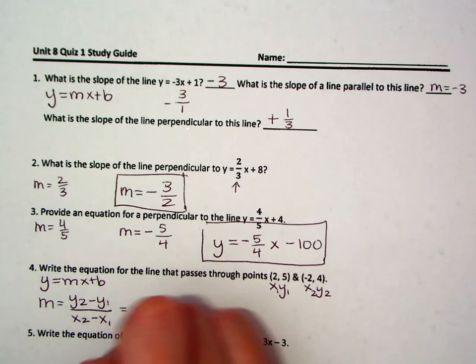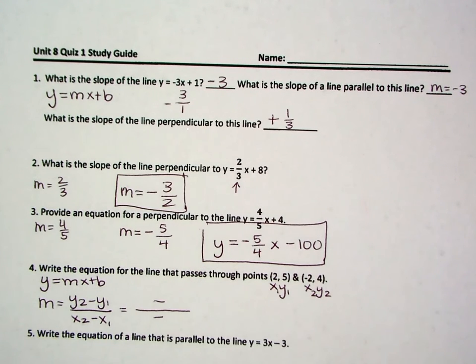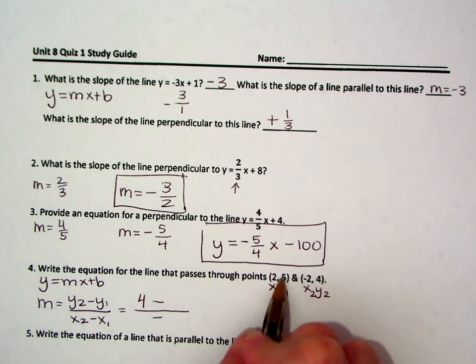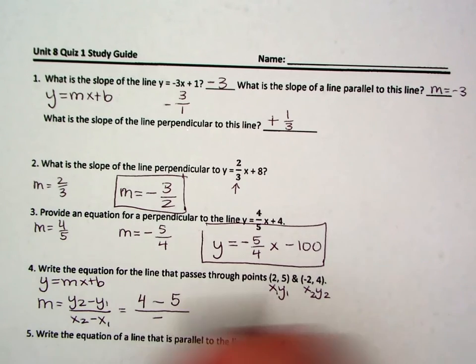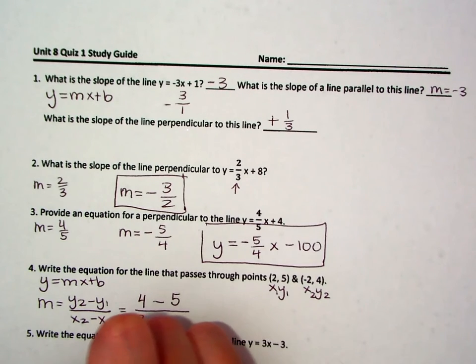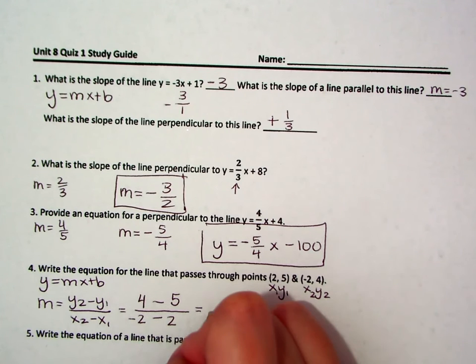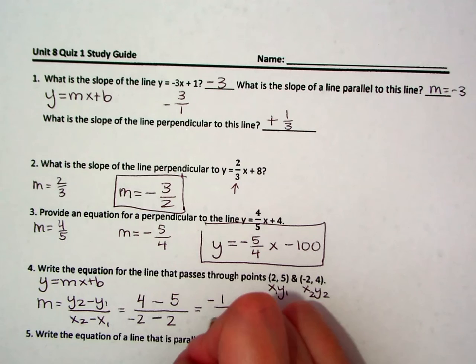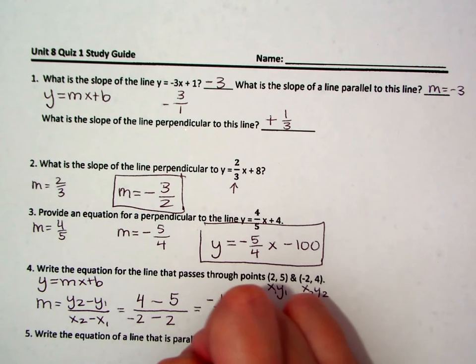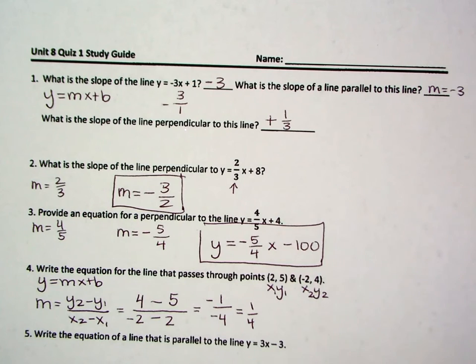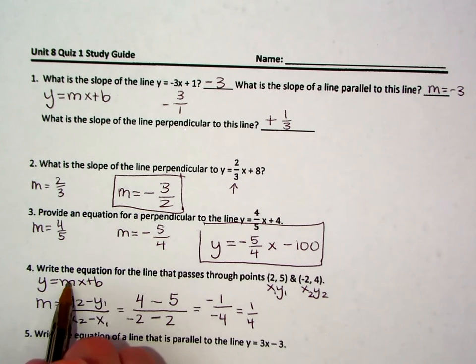So for my slope, I always like to put the fraction bar with the 2 subtraction signs, so now I can just plug in my y2, which is 4, minus my y1 here, which is 5, over my x2, which is negative 2, minus my x1, which is 2, and now we clean this up. So 4 minus 5 is negative 1, and then negative 2 minus 2 is negative 4, so negative 1 over negative 4 is positive 1/4. So that is going to be my slope for this equation here.